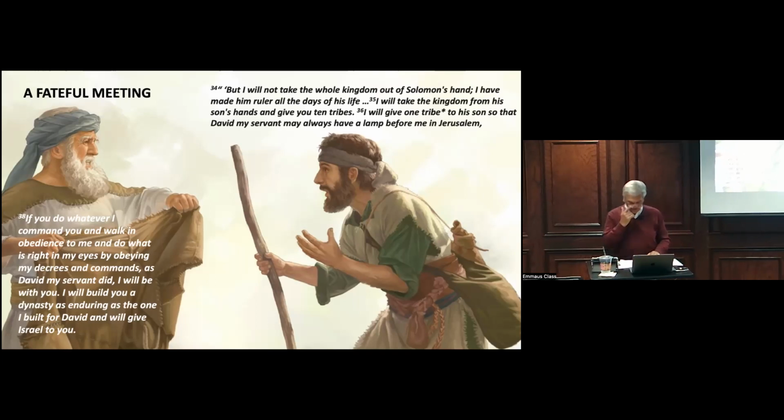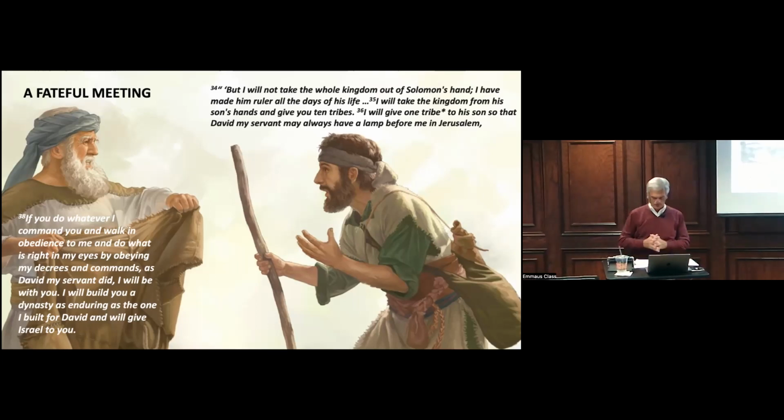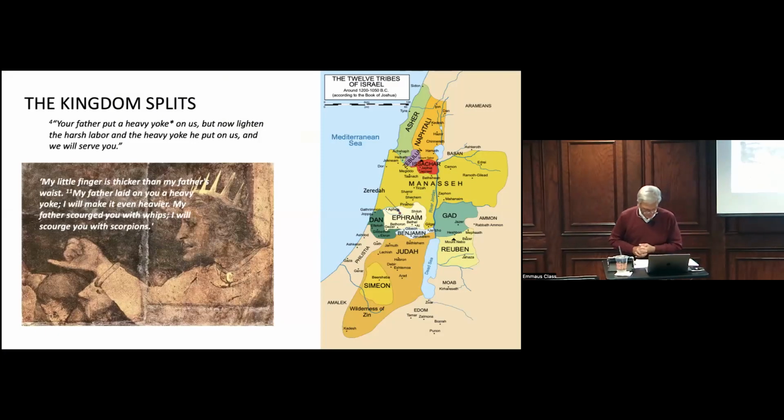Well, anyway, we get to chapter 12, and this is where the split actually occurs. Chapter 12, verses 1 to 4: Rehoboam went to Shechem, for all the Israelites had gone there to make him king. When Jeroboam, son of Nebat, heard this, he was still in Egypt, where he had fled from King Solomon. He returned from Egypt. So they sent for Jeroboam, and he and the whole assembly of Israel went to Rehoboam and said to him, "Your father put a heavy yoke on us, but now lighten the harsh labor and the heavy yoke he put on us, and we will serve you."